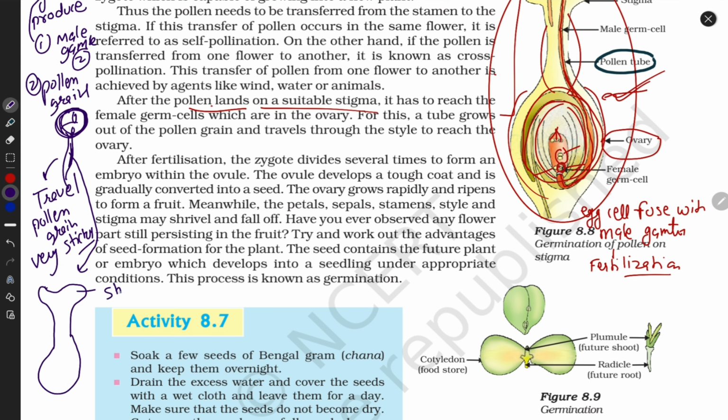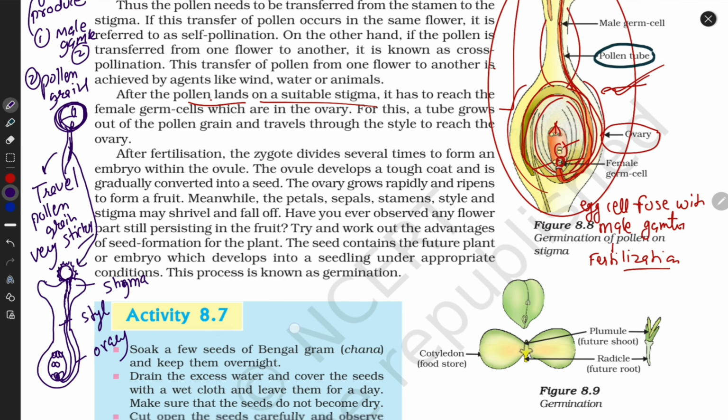This is stigma. This is style. This is ovary. So this pollen grain reaches here. Their outer covering breaks. Now he has reached his destiny. Now no protection, no nothing. Then the pollen tube grows faster, travels through the stigma and style and reaches where? Egg. Here is the egg. Here are the synergid cells. Here is the pollen nuclei. Here are the antipodal cells. And it fuses with the egg cell.